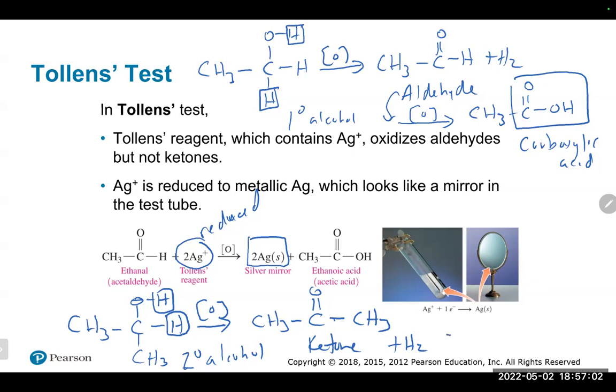Now, if you try to oxidize this one more time, because the carbon there doesn't have a hydrogen, it is problematic for the oxidation to occur. So you get no reaction. Nothing happens at that point. So in this particular case, we could take an aldehyde, treat it with the Tollens reagent, and the silver is going to be reduced, which means the aldehyde is oxidized to a carboxylic acid.